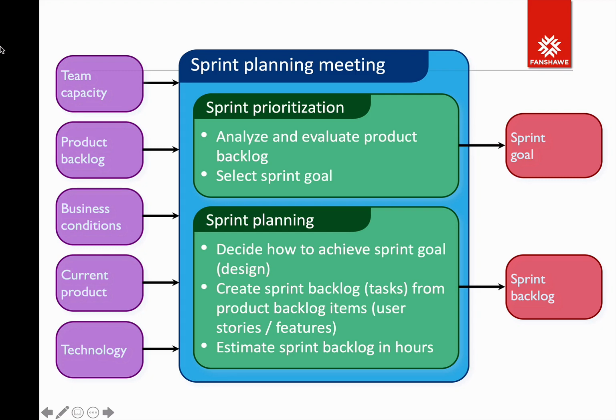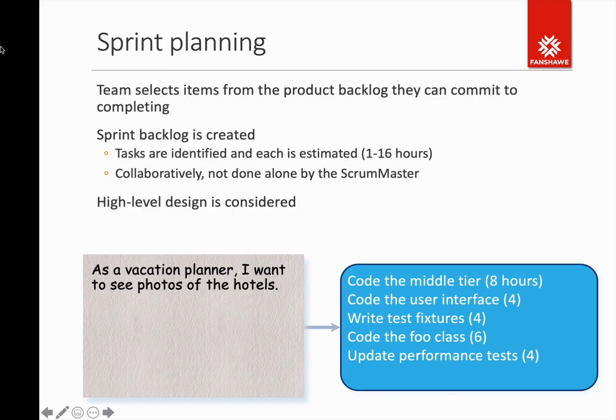So they actually identify requirements, and then they plan out the sprint fully. To plan out the sprint, first of all, you have to remember that whatever is put into the sprint plan, the team is committing to get that done by the end of the sprint. So in that plan, they'll identify a requirement. Here's one: as a vacation planner, I want to see photos of the hotels. That is a requirement.